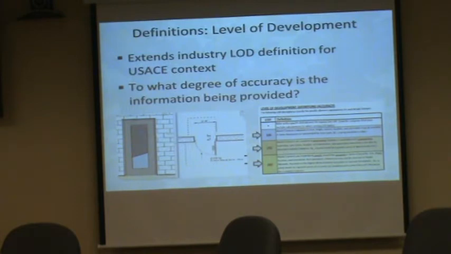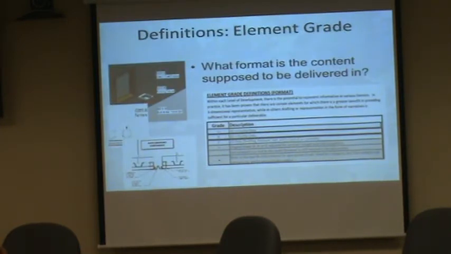But the Corps is giving you all these tools to help you figure out what you need to do on your project. The element grade, A, B, or C. So A is 3D with facility data, meaning it's got to have enough information on it so it can be intelligent, or COBie. B is a 2D with facility data.